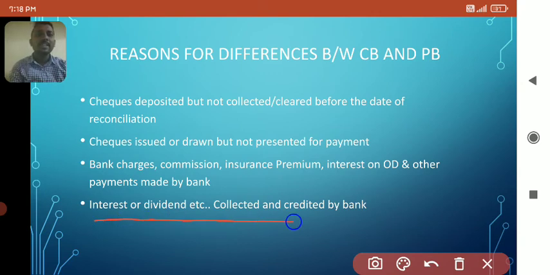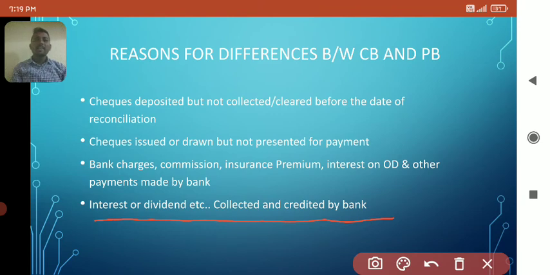And the next point: interest or dividend etc. collected and credited by the bank. The bank not only makes payments but also collects interest or dividend on behalf of the customer. The information will be sent to the customer in due course, but until the customer knows it, he will not write the transaction in the cash book. But the bank statement has an effect.